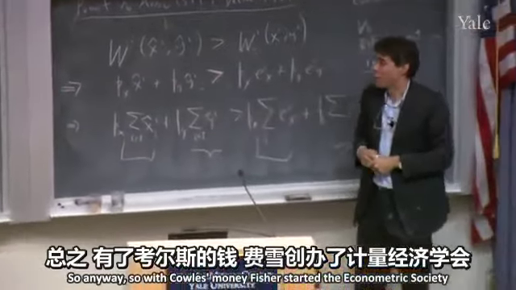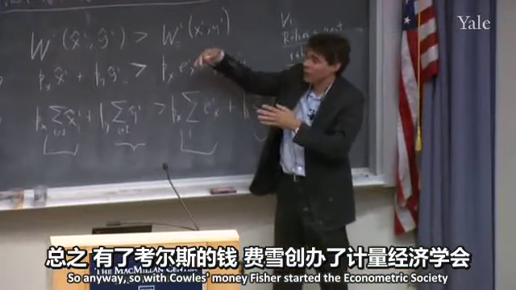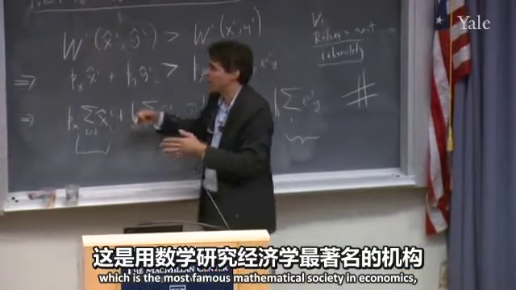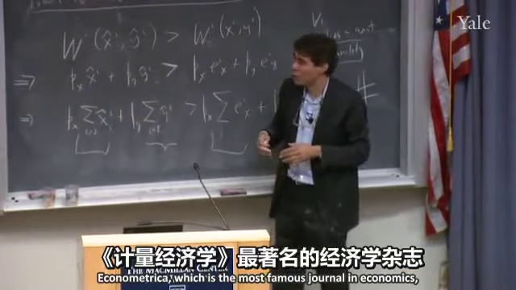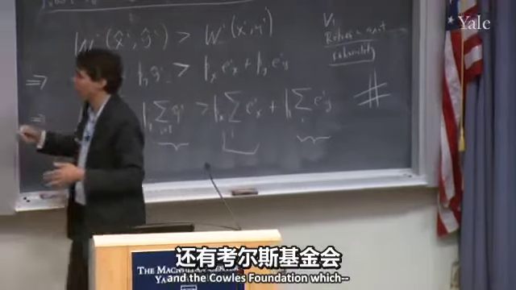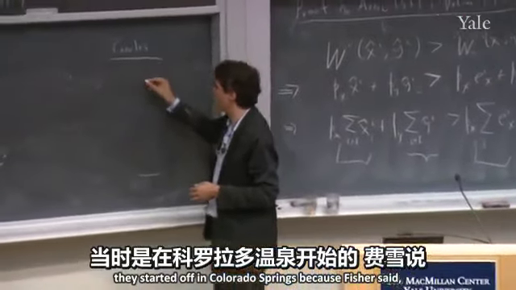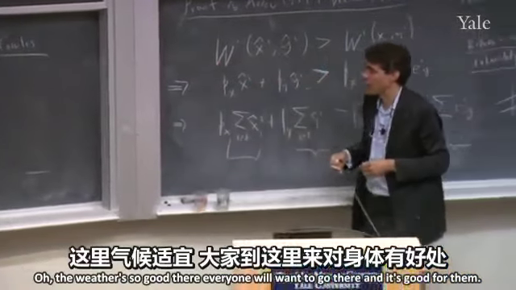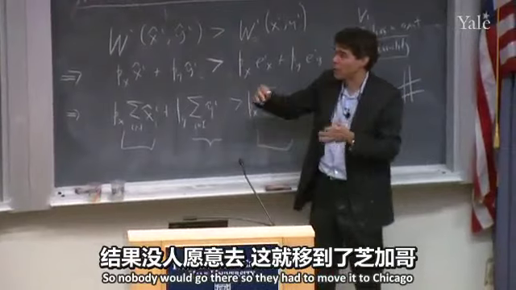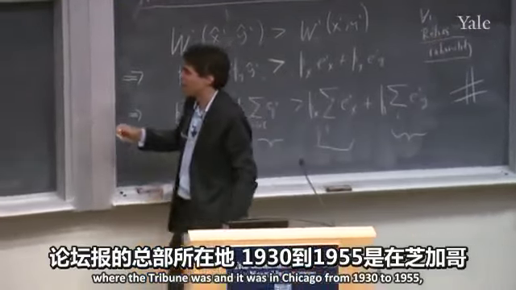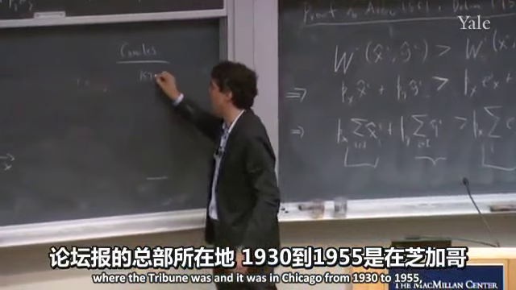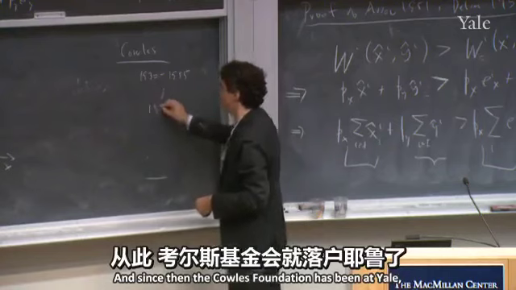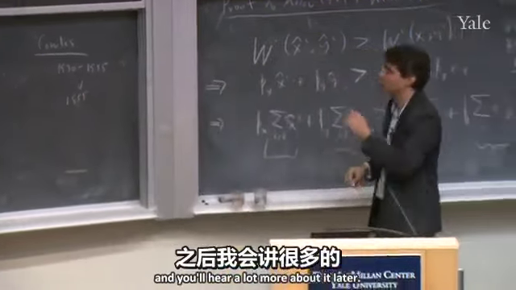So anyway, with Cowles's money, Fisher started the Econometric Society, which is the most famous mathematical society in economics, Econometrica, which is the most famous journal in economics, and the Cowles Foundation, which they started off in Colorado Springs because Fisher said, oh, the weather's so good there, everyone will want to go there, and it's good for them. So nobody would go there, so they had to move it to Chicago, where the Tribune was. And it was in Chicago from 1930 to 1955. And then in 1955, it moved to Yale. And since then, the Cowles Foundation has been at Yale, and you'll hear a lot more about it later.